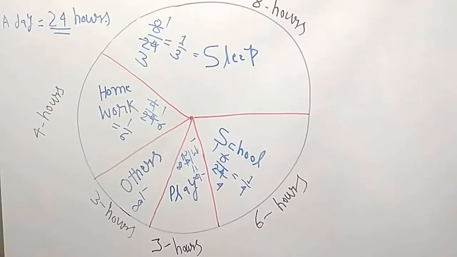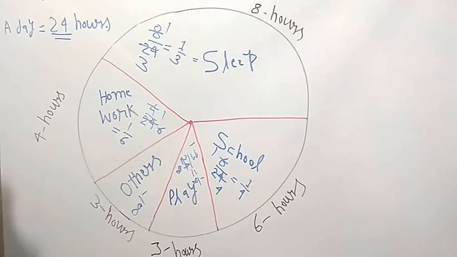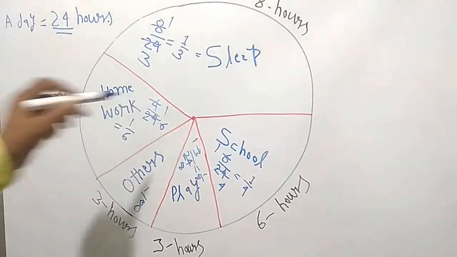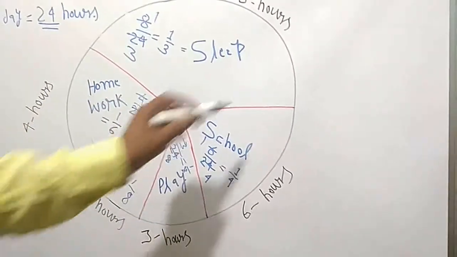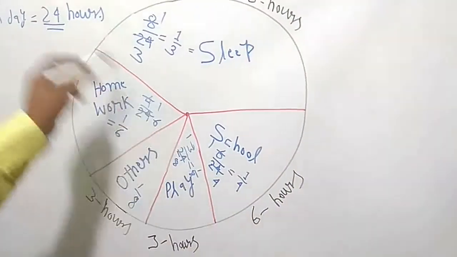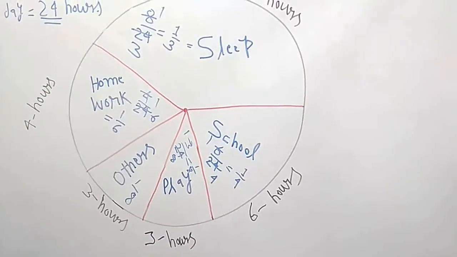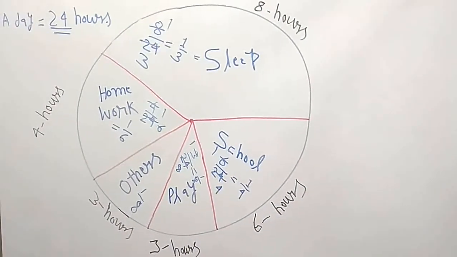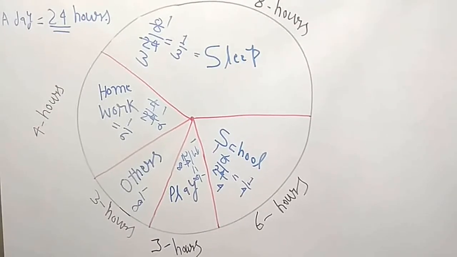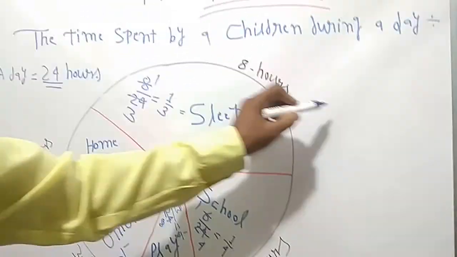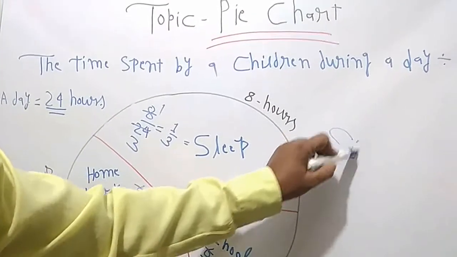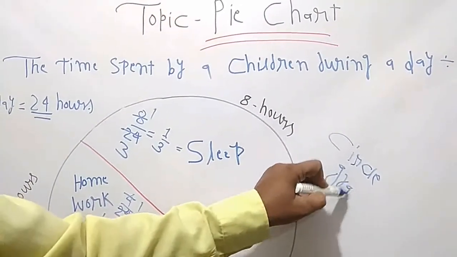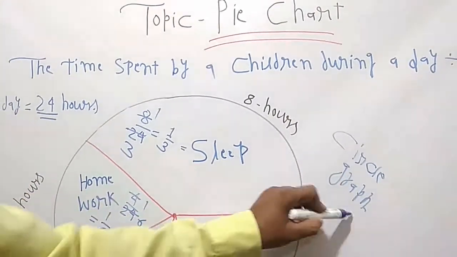According to the situation, the circle is divided into so many sectors. This is the one sector for sleeping, this is the second sector for schooling, this is another sector for the homework. So in a pie chart, so many sectors are there. The combination of sectors is also known as a circle graph.